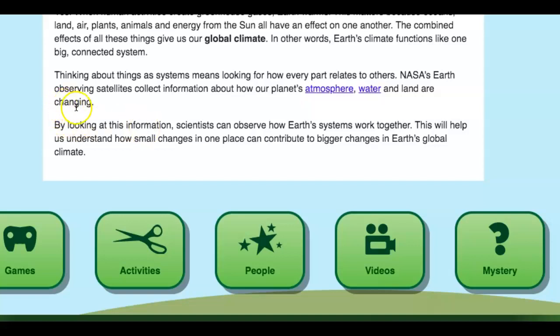NASA's Earth observing satellites collect information about how our planet's atmosphere, water, and land are changing. By looking at this information, scientists can observe how our Earth system works together. This is going to help us understand how small changes in one place can contribute to bigger changes in the Earth's global climate. Oh, small changes in one place?